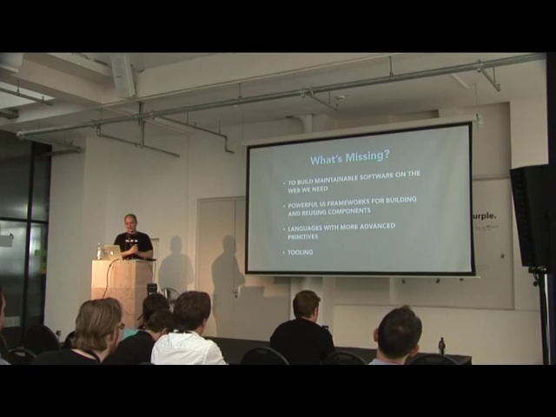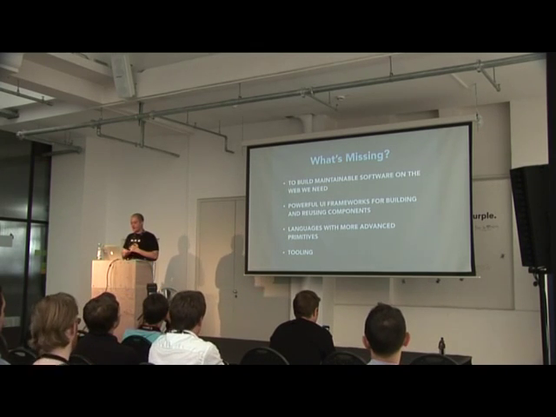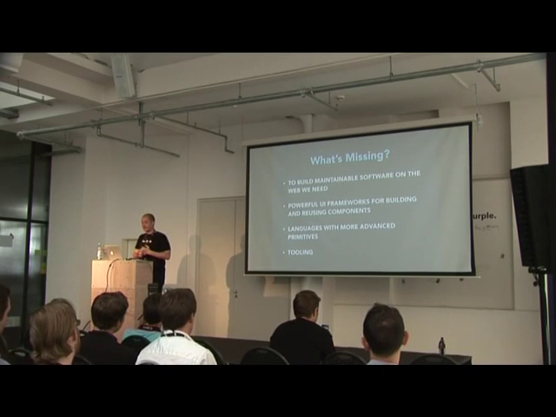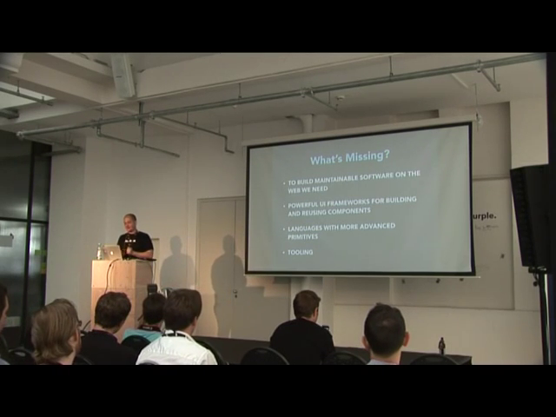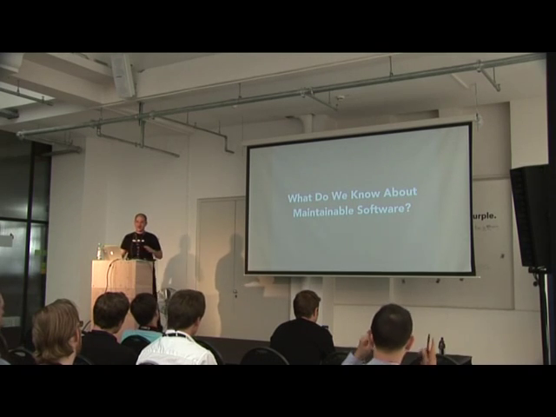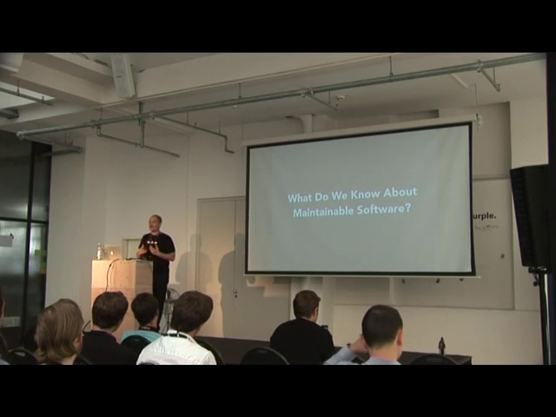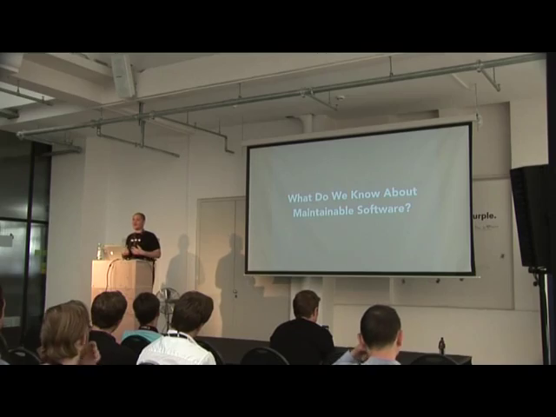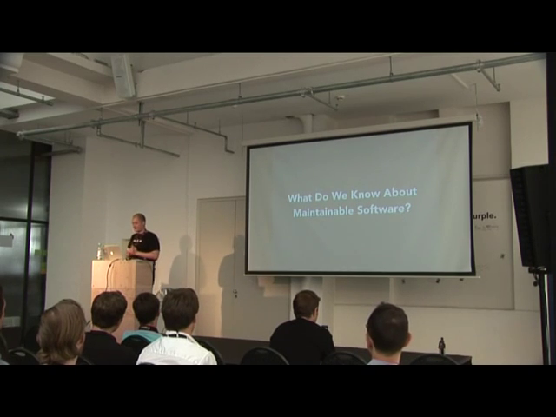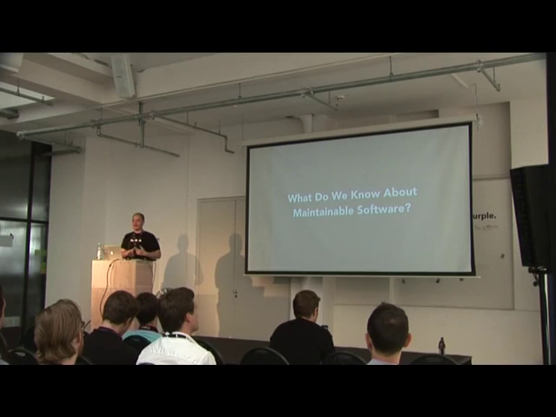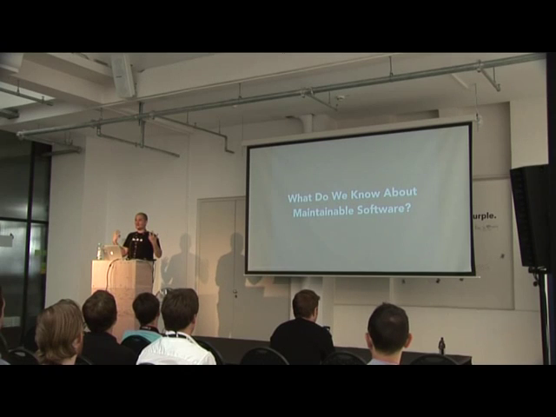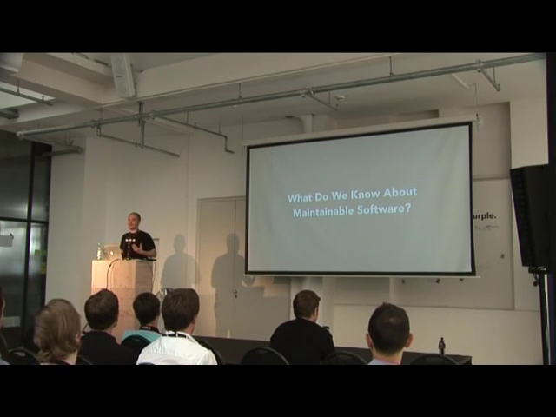To build maintainable software on the web, we need powerful UI frameworks, we need languages with more advanced primitives, and we need tooling around all of that. I want to define what maintainable software is, and I know that's a really hard thing to do. A lot of people spend their entire lives and wrote many papers about how to define maintainable software. But I'm trying to be a little bit more scientific and come up with a framework to guide me in explaining what really is missing from the web and how we can solve this problem.